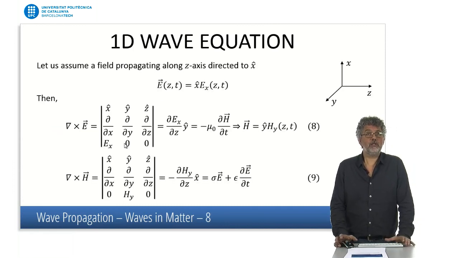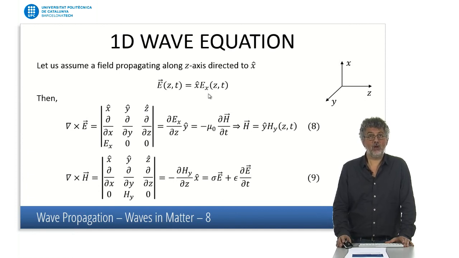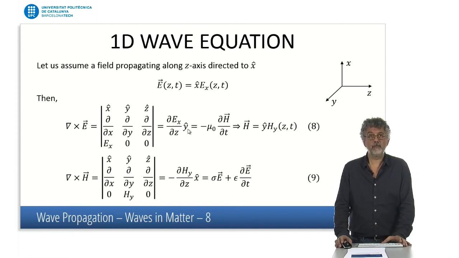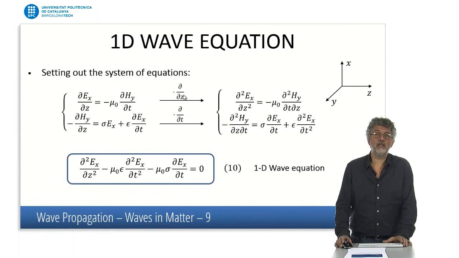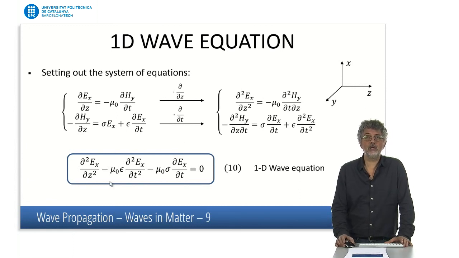Now let's see a particular case of the 1D wave equation. In that case, we can assume that we have a wave propagating along the z-axis and polarized along x. Here we have the expressions of the curl. We make the proper substitutions, and taking derivatives along z and derivatives along time, we end up with the 1D wave equation. Notice again that we have this additional term that appears due to the presence of a certain conductivity in the medium.